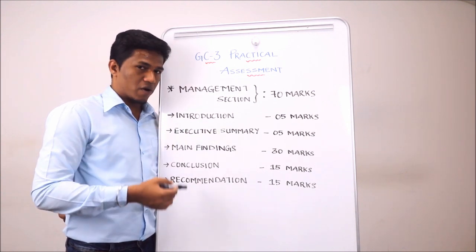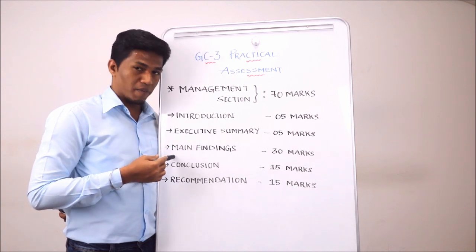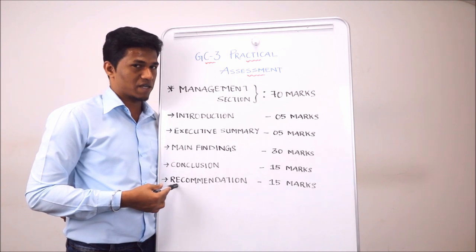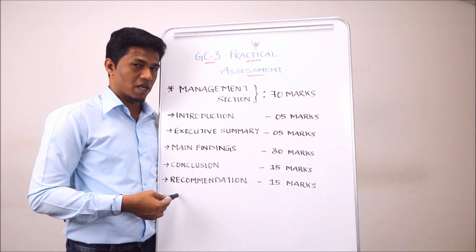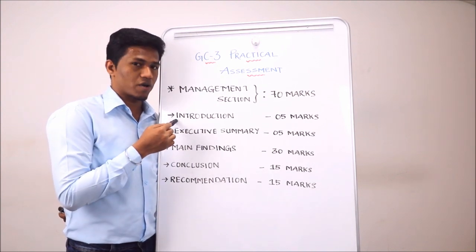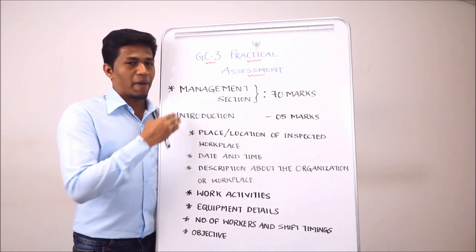Well, these are the order of arrangement. We'll see your introduction first, then we'll see your main findings, then your conclusions and your recommendations, and we'll end with your executive summary. Let's start with your introduction. Alright, so we'll start with your first section under your management.